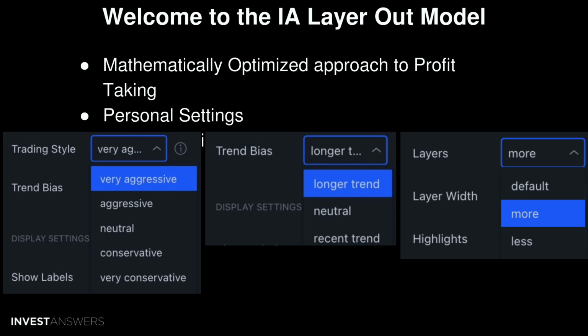Also, your trend bias. You can choose a longer term trend or a recent short-term trend or a neutral trend, depending on the volatility of the asset of late. And also, you have layers. You can have 5 layers, which is what I like, which is less, or default number of layers, which also helps you identify things like stop loss or layer in layers, and also more layers all the way down or up, depending on where you are.